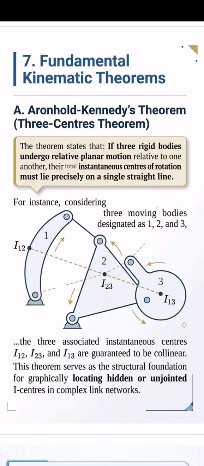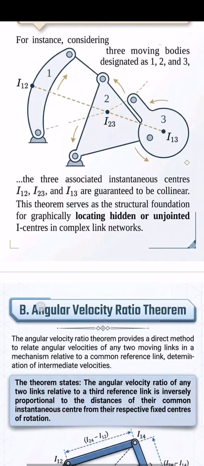Fundamental kinematics theorem: Aronhold-Kennedy's theorem, the three centers theorem. The theorem states that if three rigid bodies undergo relative planar motion relative to one another, their three instantaneous centers of rotation must lie precisely on a straight line. For instance, considering three moving bodies designated as 1, 2, 3, the three associated instantaneous centers I12, I23, I13 are guaranteed to be collinear. This theorem serves as the structural foundation for graphically locating hidden or unjointed centers in a complex link network.